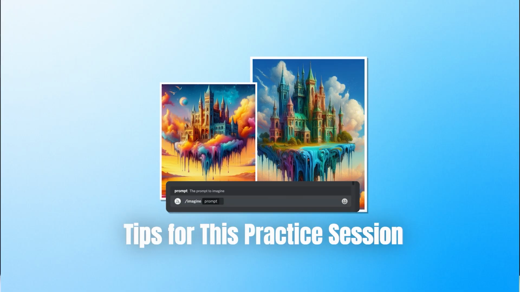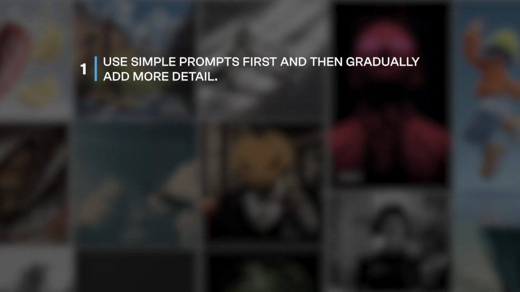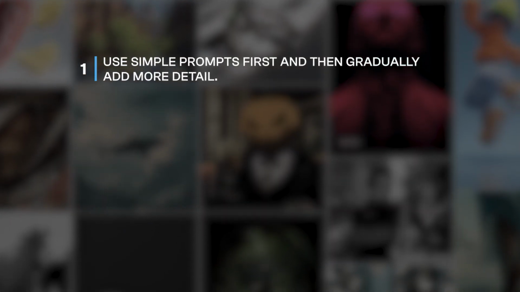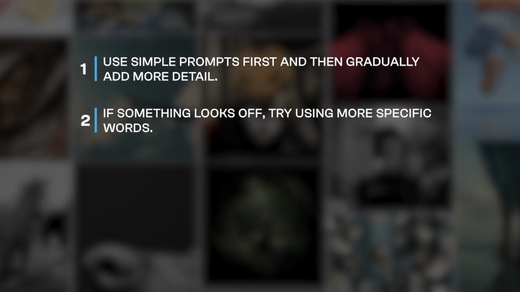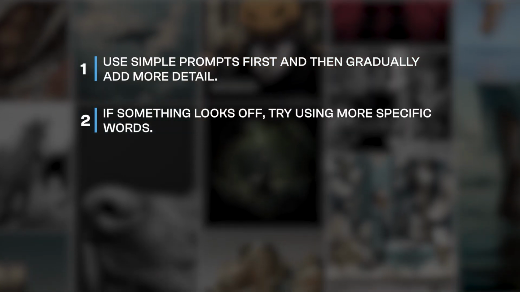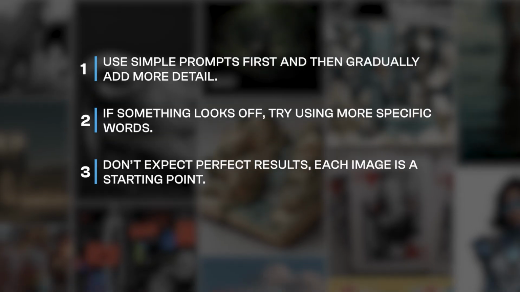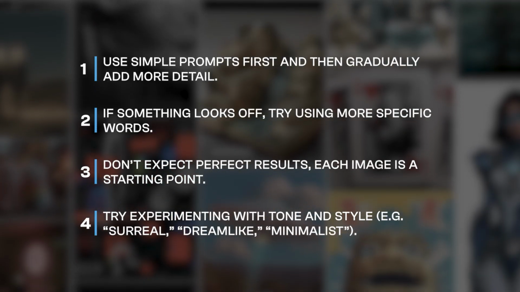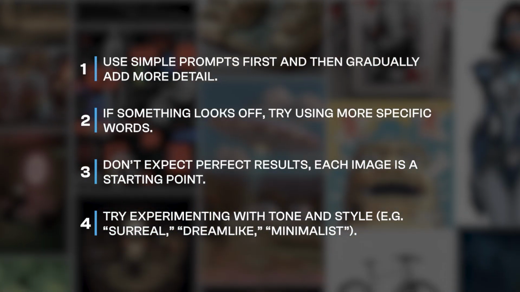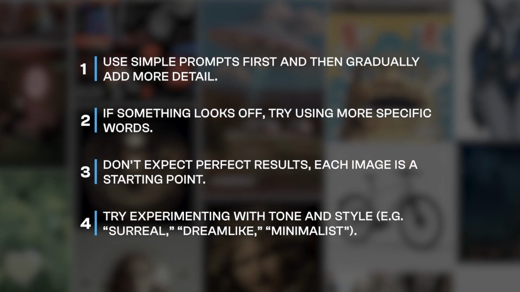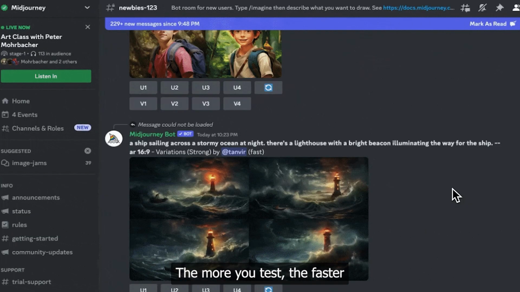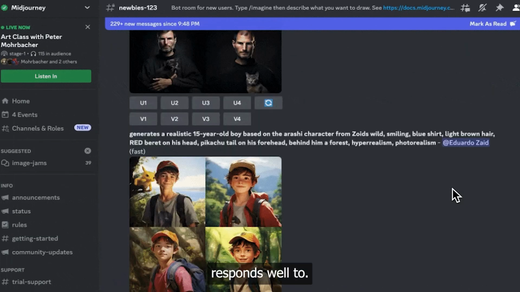Tips for this practice session. Use simple prompts first and then gradually add more detail. If something looks off, try using more specific words. Don't expect perfect results. Each image is a starting point. Try experimenting with tone and style, for example surreal, dreamlike, or minimalist. The more you test, the faster you will learn what MidJourney responds well to.